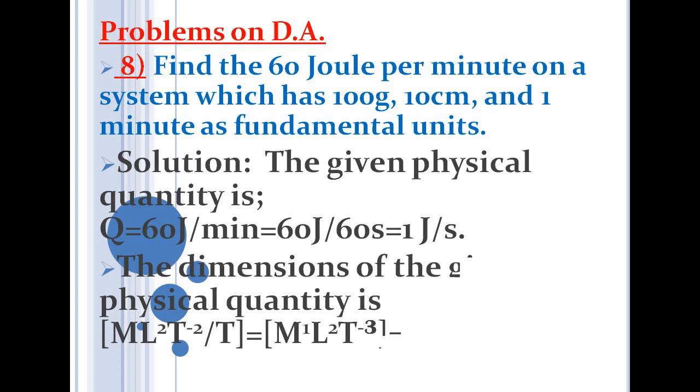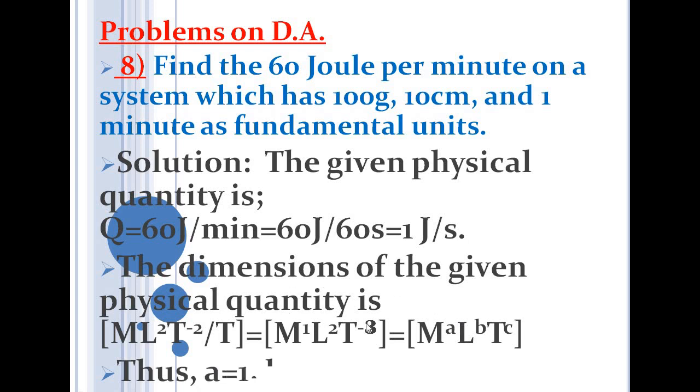And the dimensional formula corresponding to 1 joule per second is, now for the joule, it's a unit of work done, that is ML²T⁻². This is the unit of time, so we simply get M¹L²T⁻³. So the given physical quantity has dimension 1 for the mass, 2 for the length and minus 3 for the time. That means a equals 1, b equals 2 and c equals minus 3. Those are the dimensions for the given physical quantity Q.